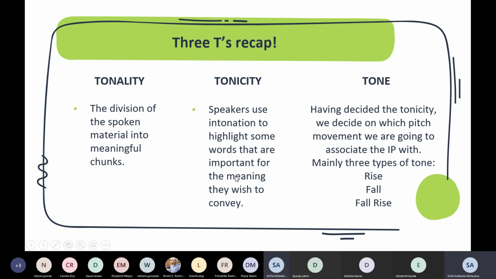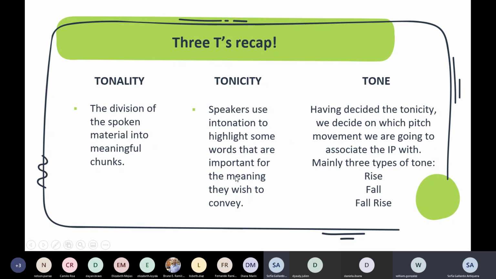So yes, and for the tone, who can tell me what a tone is without using the words that are on the slides? The components, Miss? Sorry, William? Yes, the different tones. Yes, right, the different intonation that we use in the intonation phrases. So very well done.